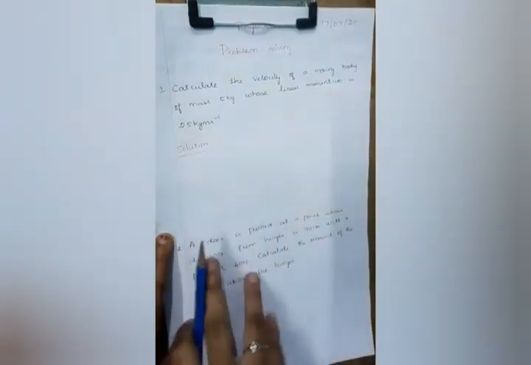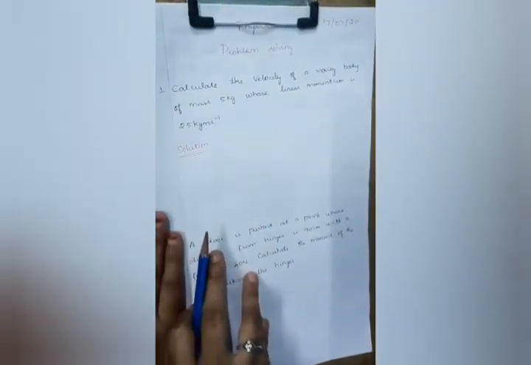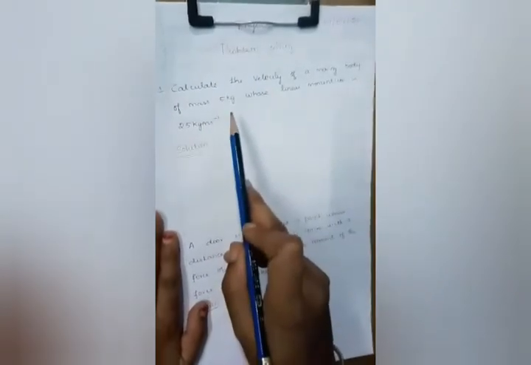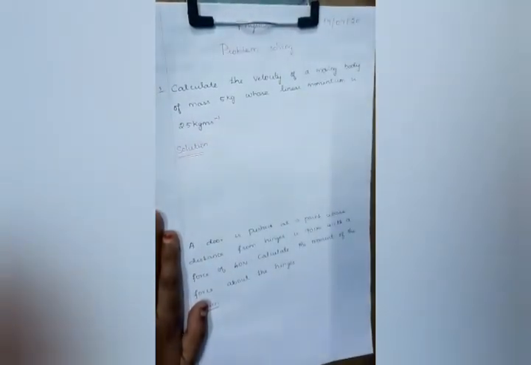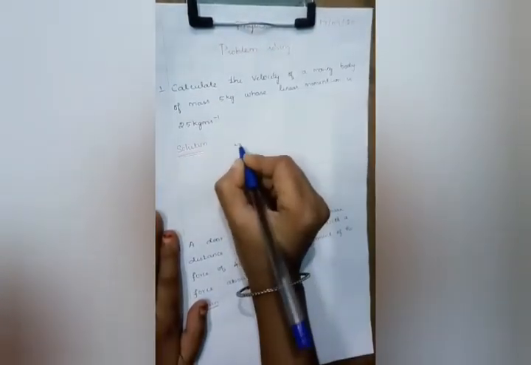So today we are going to discuss a very easy and also very interesting problem, right? The first problem we are going to discuss is: calculate the velocity of a moving body of mass 5 kg whose linear momentum is 2.5 kg meter second to the power minus 1. I am repeating: calculate the velocity of a moving body of mass 5 kg whose linear momentum is 2.5 kg meter second to the power minus 1. So the given value is mass equal to 5 kg.